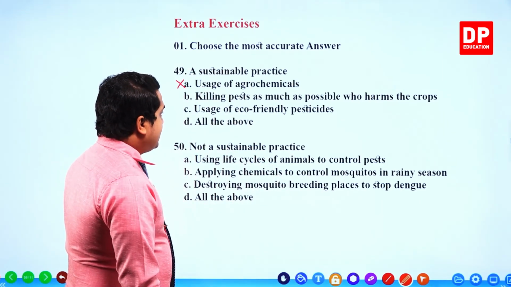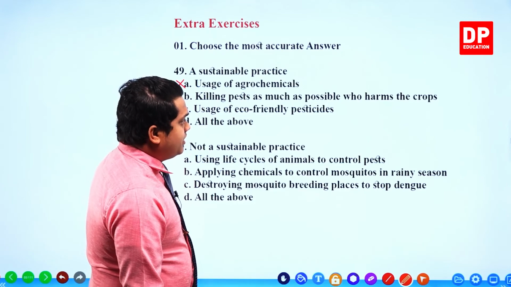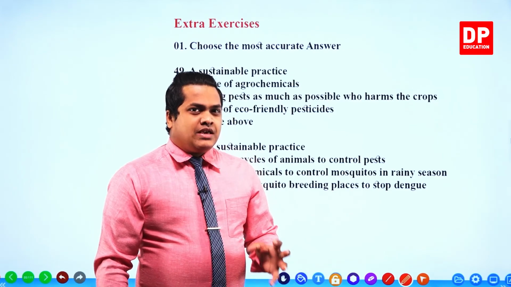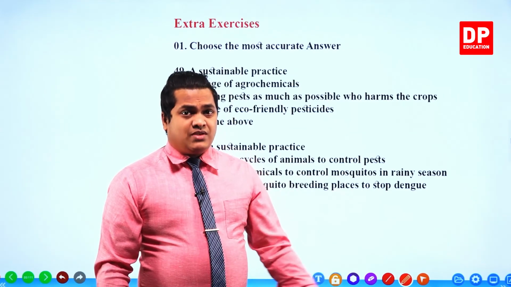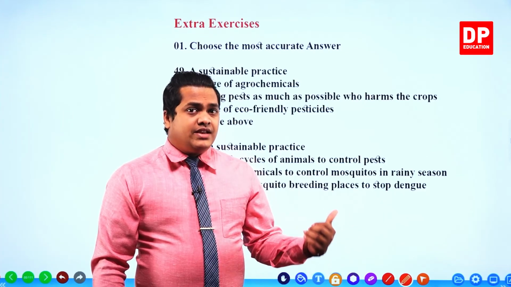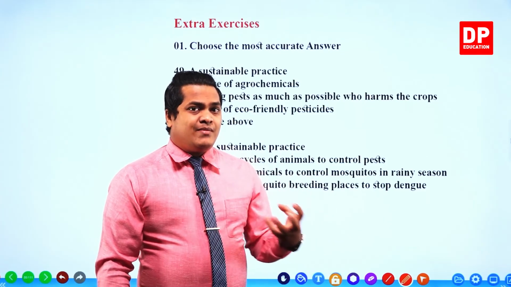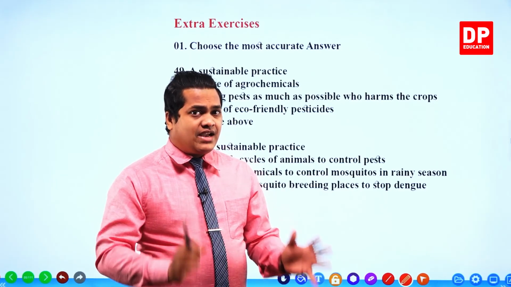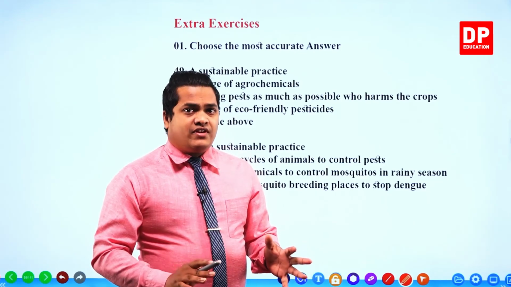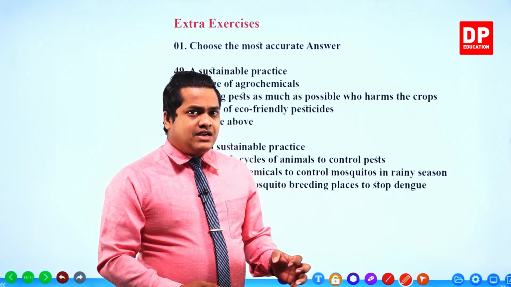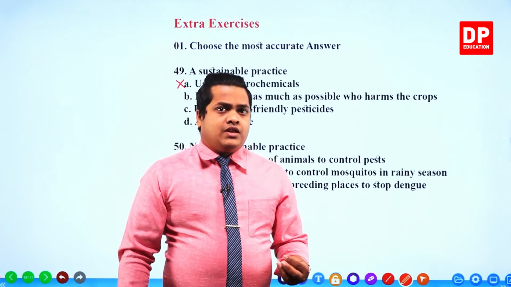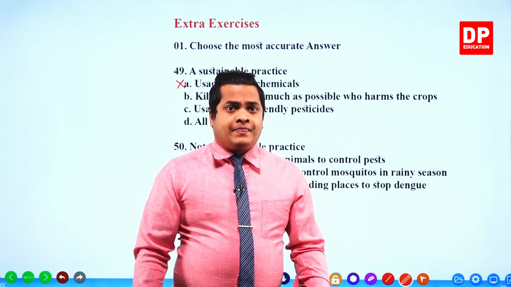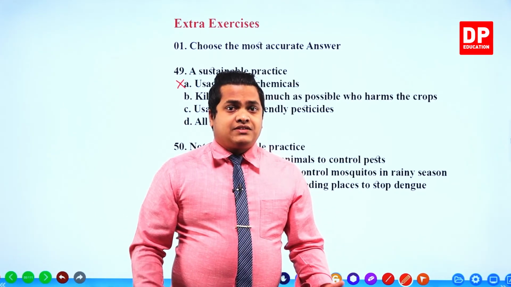Next one. Killing pests as much as possible who harm the crops. So, I told you, my dear children, killing pests as much as possible. Now, in here, they're not mentioning a limit. Controlling and killing entirely, right, are two different things. Controlling means up to a certain level, we are controlling the population. Now, in here, this statement refers to killing as much as possible, right? So, that refers to eradicating.